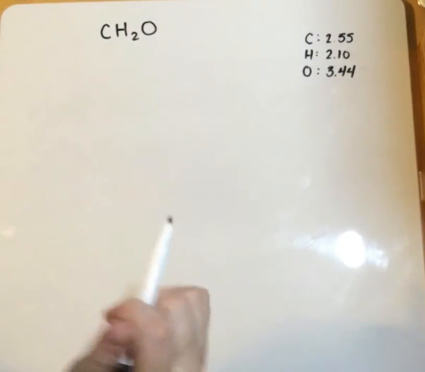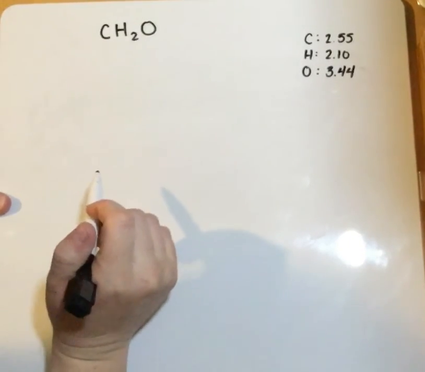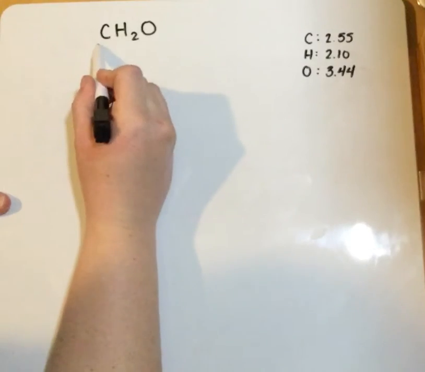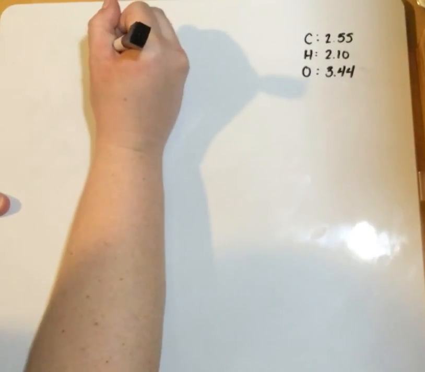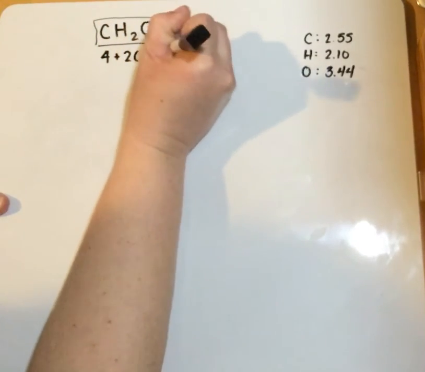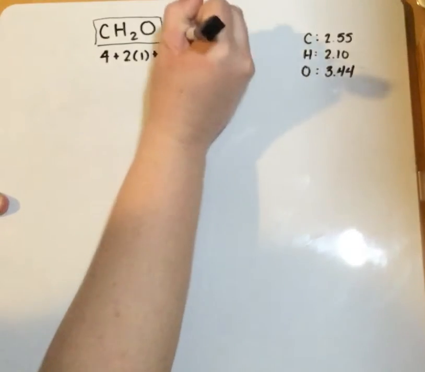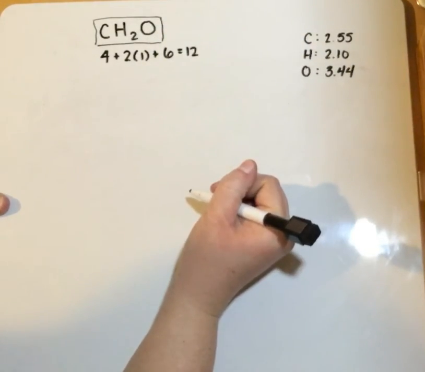Okay, here's the Chem 1 version of the Lewis structure with double bonds. So again, we would start by writing out a formula, which we already have written for us. We would count our valence electrons: 4 from carbon, 1 from each hydrogen, 6 from oxygen, for a total of 12 valence electrons. We would determine who goes in the middle.